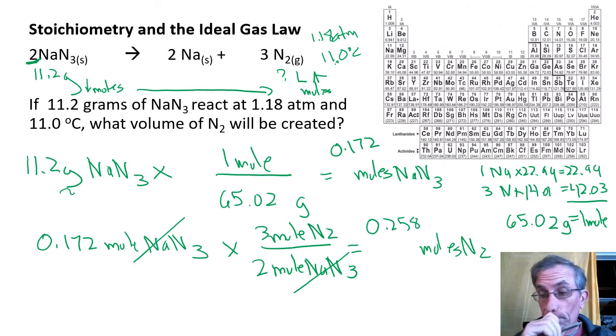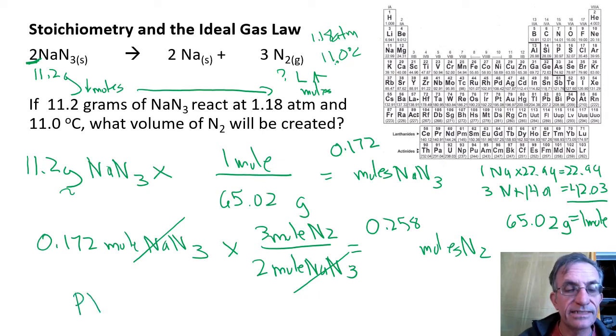So with that, we now know how many moles of nitrogen we're going to make. Because they also told us the pressure and the temperature, we should be able to figure out the volume. If you know the moles, you can solve for volume. It's going to be PV equals nRT time.